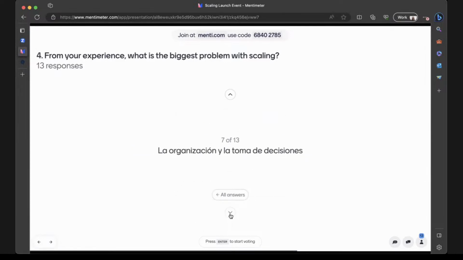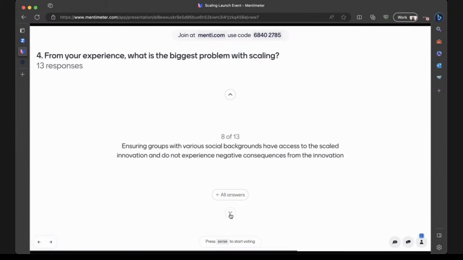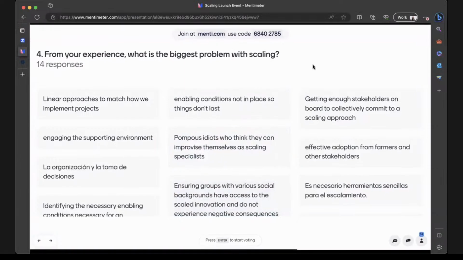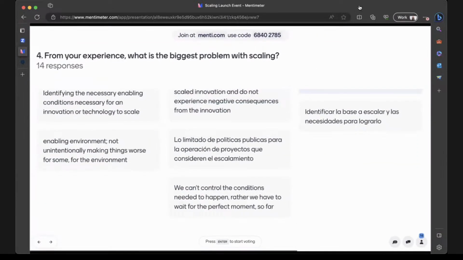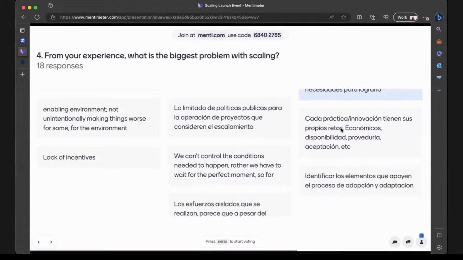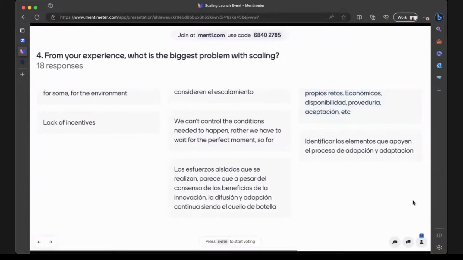Effective adoption from farmers, la organización y la toma de decisiones, ensuring groups with various social backgrounds have access to scaled innovations, limited policies for the operation of projects, that's considered scaling. So a bit of different things, no? We can see enabling environment, enabling conditions, incentives, stakeholders, public policies. As we see, scaling is quite big, and it involves different interdisciplinary backgrounds and people. Thank you very much for sharing these thoughts with us.